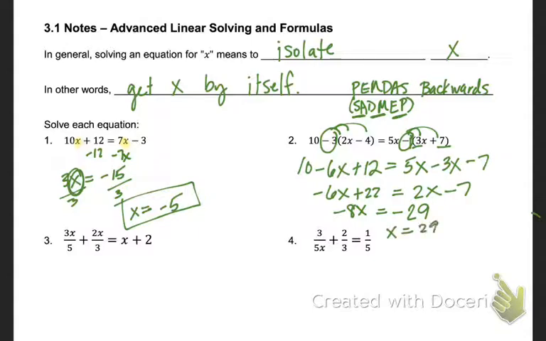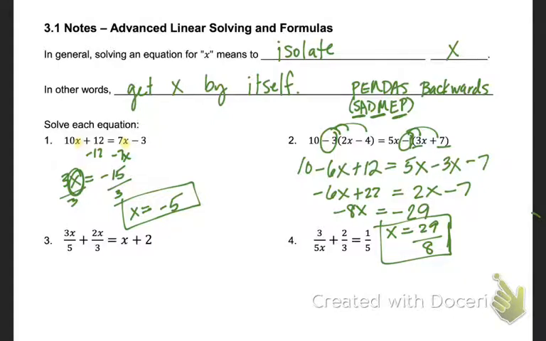So you end up getting 29/8. That's okay that it's a weird fraction. You're going to get weird fractions. Don't think you did it wrong because it doesn't come out to be a nice clean number. In Algebra 2, it's okay to get ugly fractions. Doesn't mean you did anything wrong.